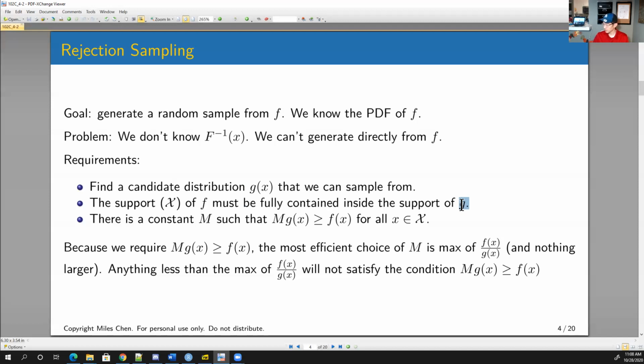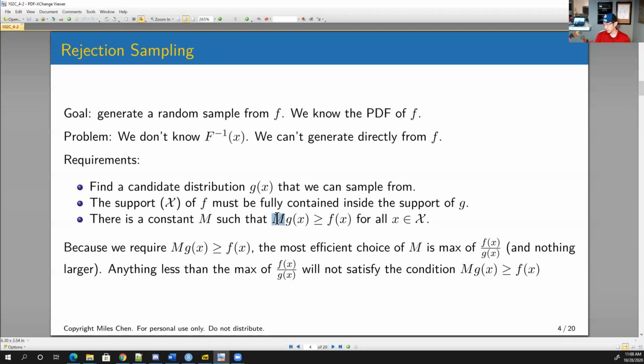Anyway, you get some distribution g, and the requirement is that the support of f has to be inside the support of g. Then what we are going to do is scale g by multiplying it by M, so that M times g(x) is always going to be greater than f(x), the density function f.